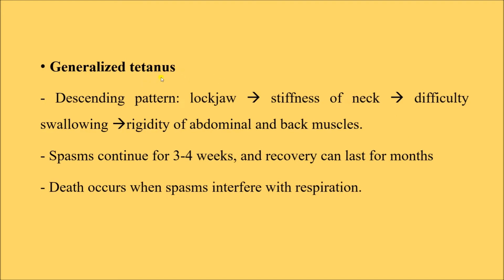So in case of generalized tetanus, it is a descending pattern. First there is lockjaw followed by stiffness of the neck, then there is difficulty in swallowing, and rigidity of the abdominal and back muscles. Spasm can continue for 3 to 4 weeks and recovery can last for months. Death occurs when the spasm interferes with respiration.